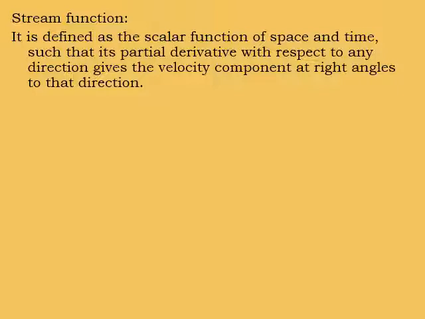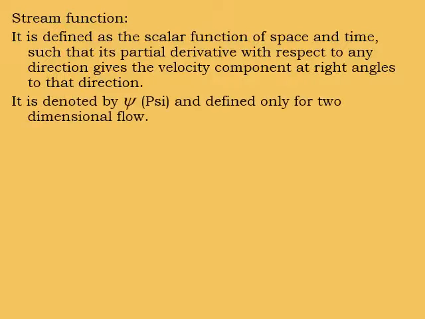Once again, this is a function of space as well as time. The partial derivative in any direction gives the velocity component at right angles to that direction. It is defined by the symbol psi and is defined only for two-dimensional flow.